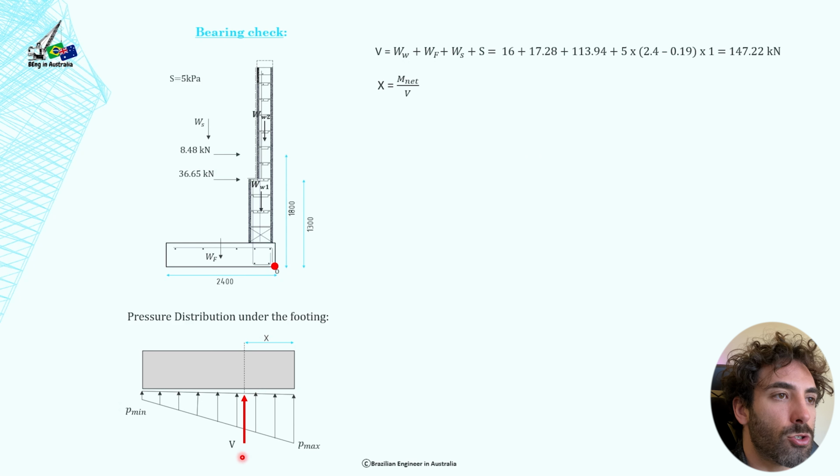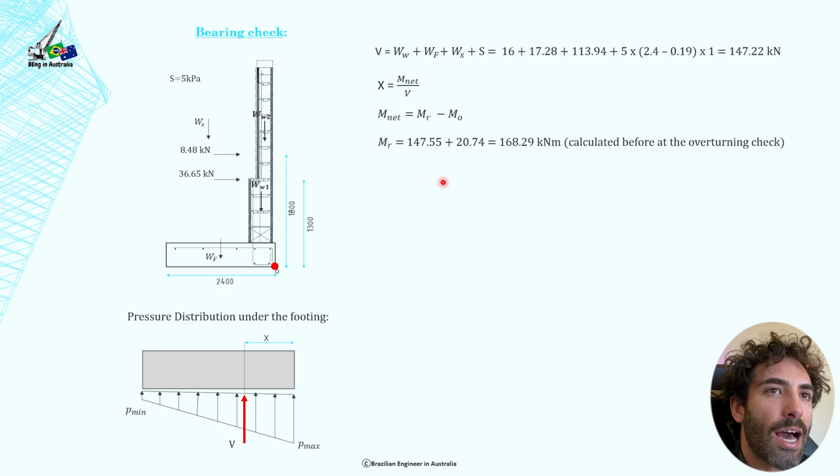and then we're going to have to find this distance x here, which is the distance of the V force to the point O, and this distance is equal to M net divided by V. Okay, so M net is the moment, and moment equals force times distance, so M equals V times x, so x equals M divided by V. And what is M net? M net is the resisting moments minus the overturning moments. Now the resisting moments we calculated before at the overturning check.